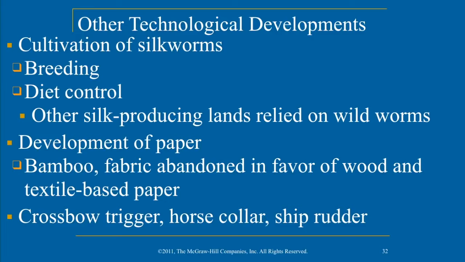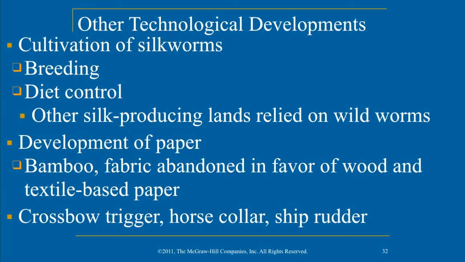They selectively bred silkworms that were resistant to diseases and were able to produce a lot of silk very efficiently. They also controlled their diet. Other silk-producing lands relied on wild worms, where they just found worms and let them produce silk, and as they collected enough silk, they eventually would make some silk. But the Chinese were the first to really control what the silkworms were eating to produce the best and high-quality silk, and this creates a very high price on Chinese silk coming out of this region during this time.